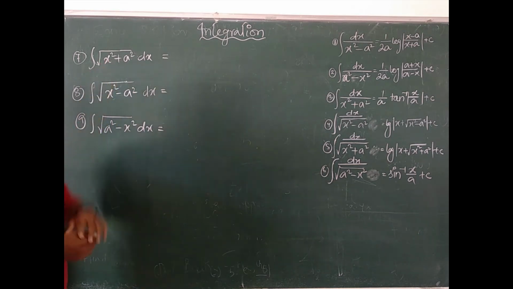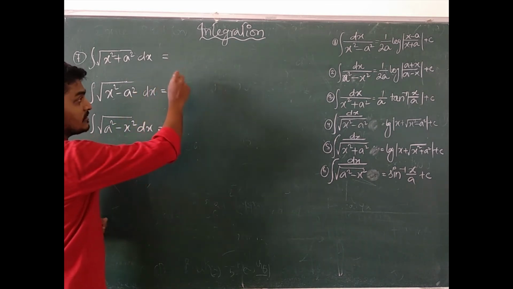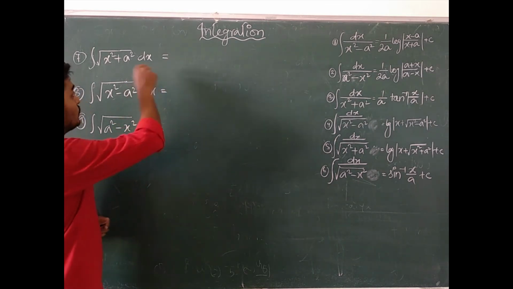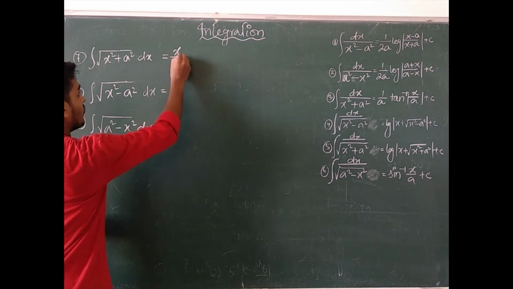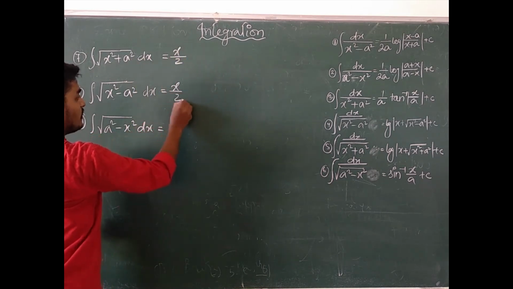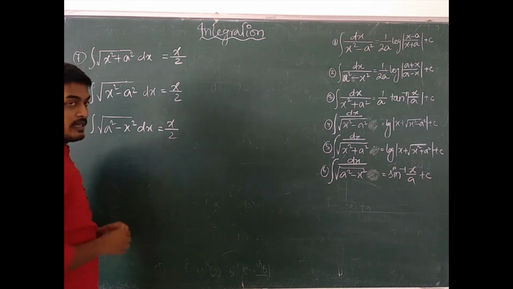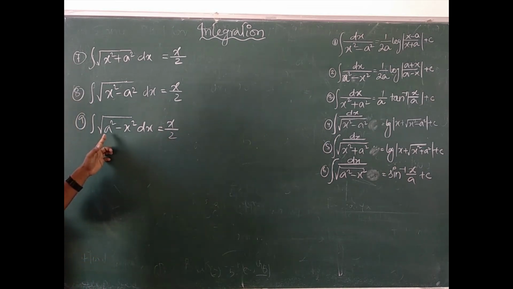this will be the first function, and the one will be considered the second function. So what is the formula value for this one integration? In all those cases, similarities, x by 2 will be there. Here also in these cases, if any quadratic expression will be there under the square root.